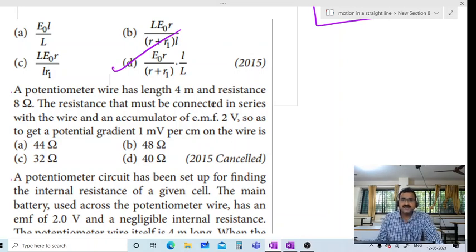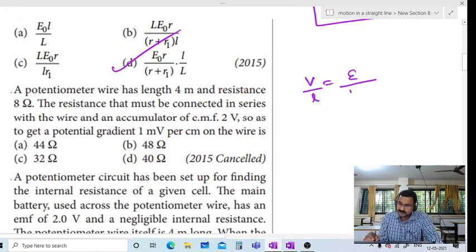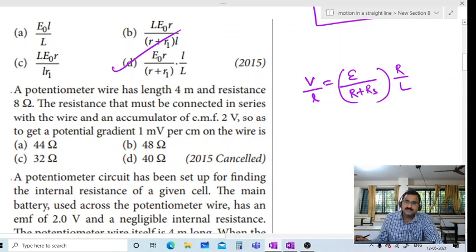So this is also the same formula only. Once again, what is the formula for that? V by L is equal to E divided by R plus RS into R divided by L. R is the resistance of the potentiometer, RS is the series resistance we are connecting there.